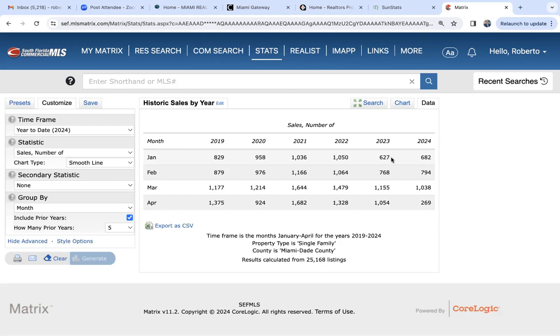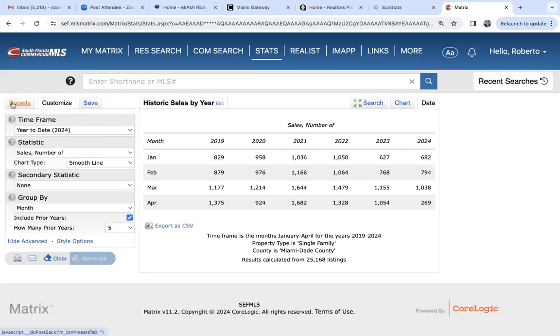So it's not a downward trend. It's actually an upward trend from the previous year. February has a slight increase also. In March, we have a slight decrease, and we are currently standing at 269 sales through 10 days of April. Okay. Guys, you can export this into a CSV file right here in a spreadsheet by clicking on Export CSV.